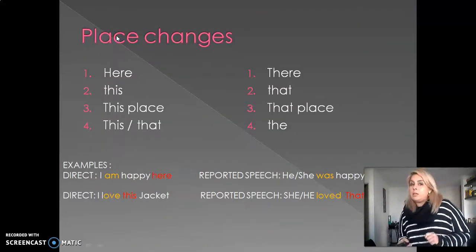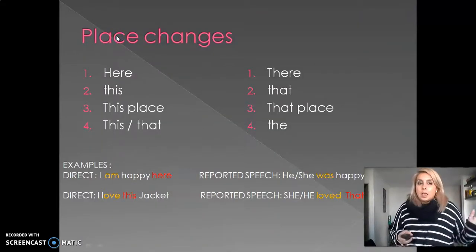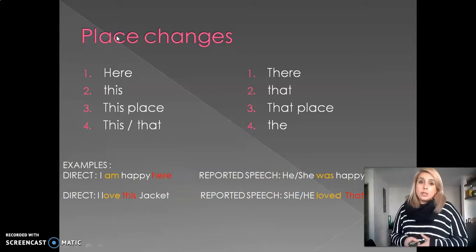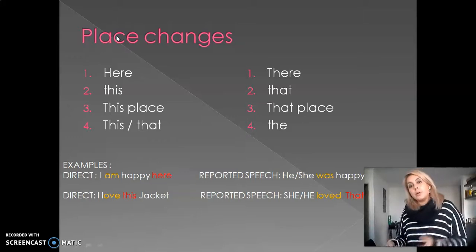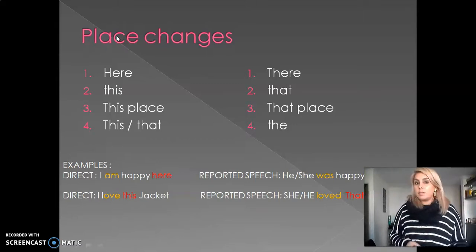Okay, place changes. If in direct speech I have the place expression here, in reported speech it's going to change for there. If in direct speech I have the expression this, it's going to change for that, okay?